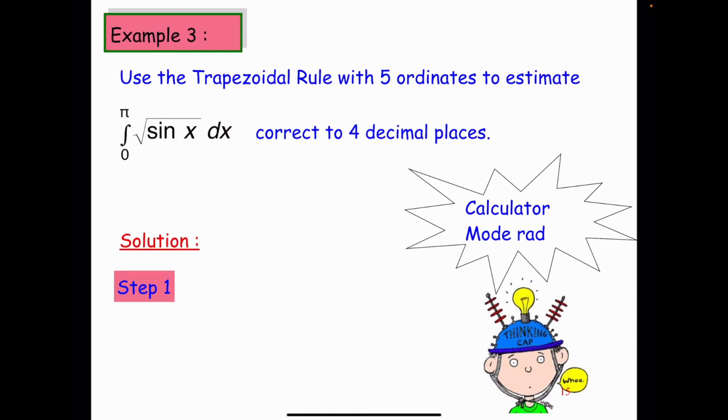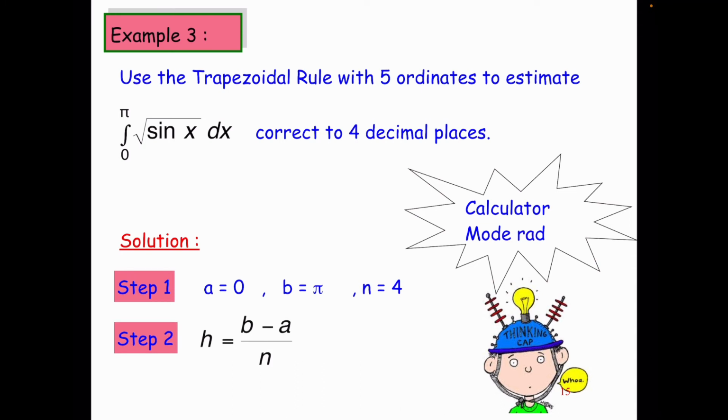So first, recognize your a, your b and your n. So since you were given 5 ordinates, meaning that your n is equals to ordinates minus 1, which is 4. And then your a lower limit equals to 0, and then your b upper limit is pi. Now calculate your h by using the formula of b minus a over n, where the answer is pi over 4.